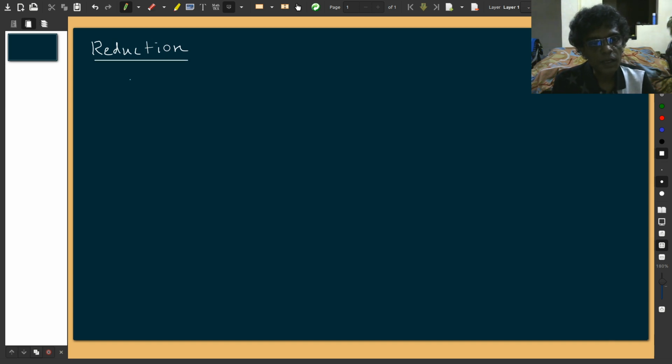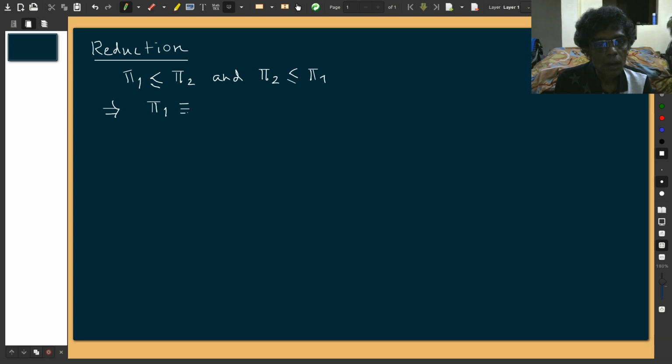Okay, so one thing let me start with. If there is a polynomial time reduction from some problem pi 1 to some problem pi 2, and if I have another reduction from the second problem to the first problem, then we say these two problems are equivalent, polynomial time equivalent, and often we write it as pi 1 and pi 2 are equivalent.